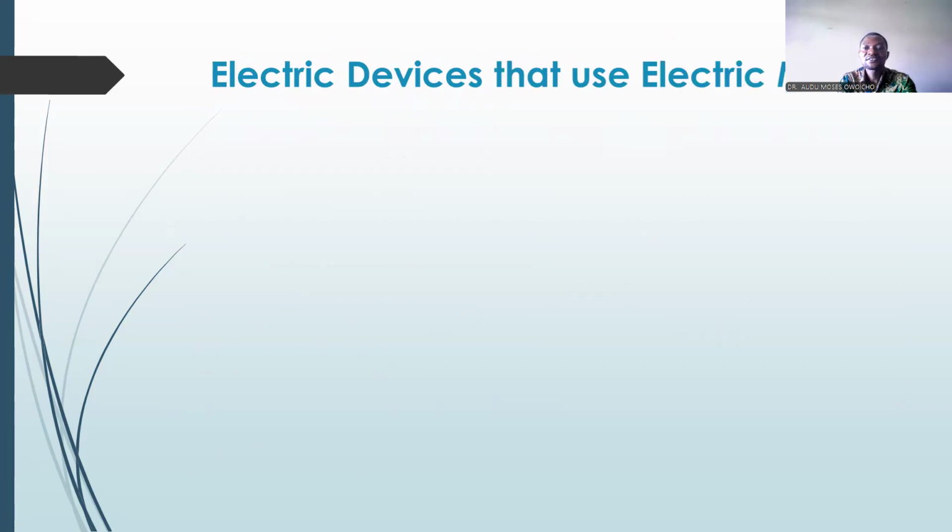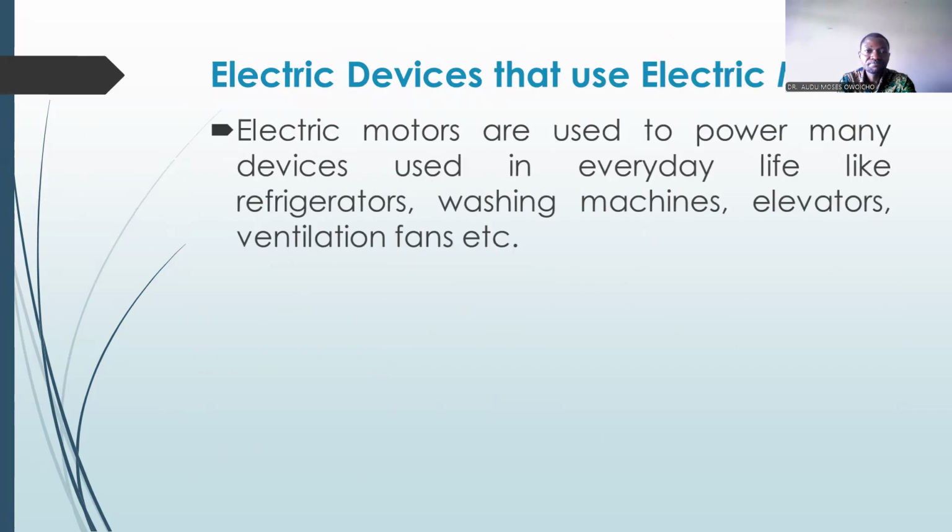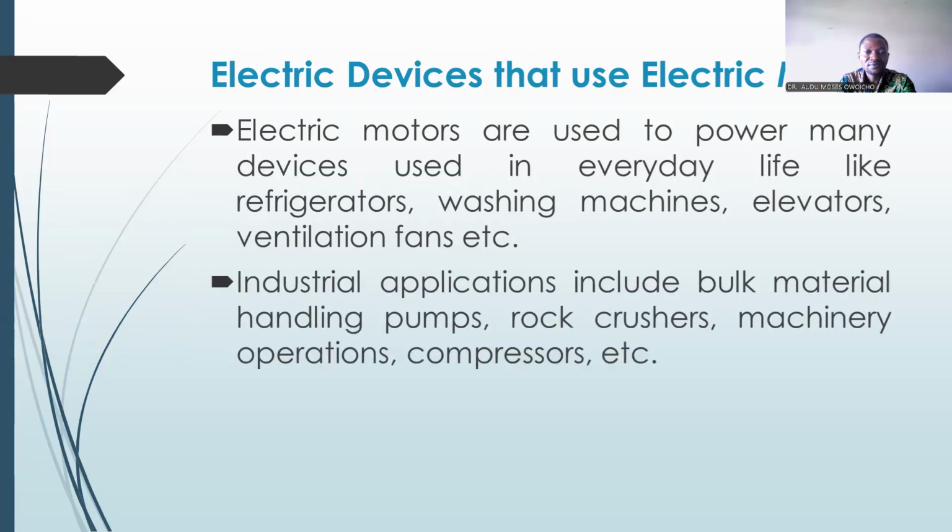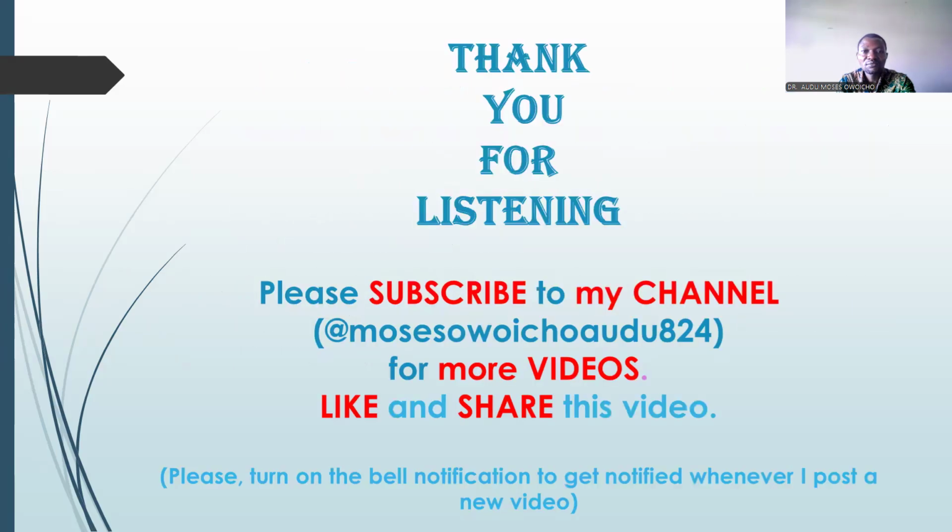Let's look at devices that make use of electric motors. Electric motors are used to power many devices used in everyday life, like refrigerator, washing machine, elevators, ventilation fan, among others. Even in industry, bulk materials handling, pumps, rock crushers, machinery operation, compressors, among others, also use electric motors.